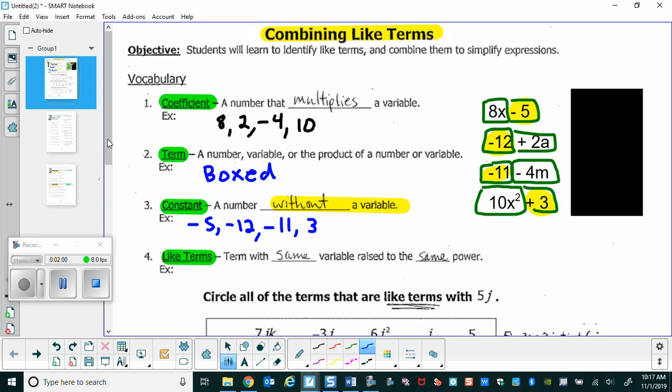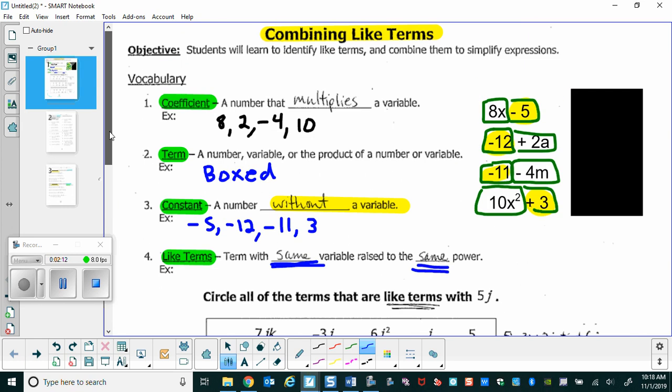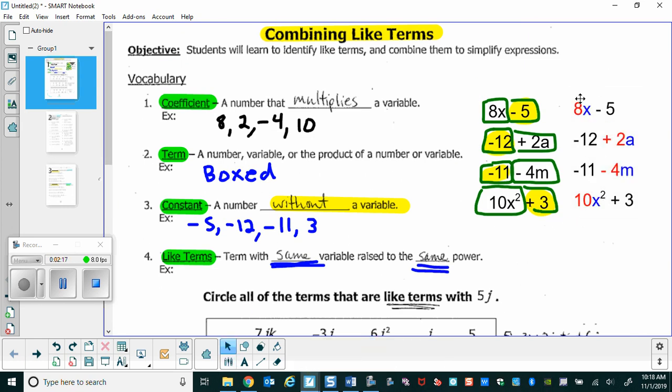Now the like terms I'm going to explain down here, and we're going to be going through and circling like terms, but like terms have the same variable raised to the same power, and I'm going to explain that part down here in a second. But first I just want to go back and make sure that you're comfortable with the vocabulary here. In the expression 8x minus 5, 8 is the coefficient here in red, x is the variable. There are two parts of this boxed term, and then this term all by itself is the negative 5, that is the constant, okay?